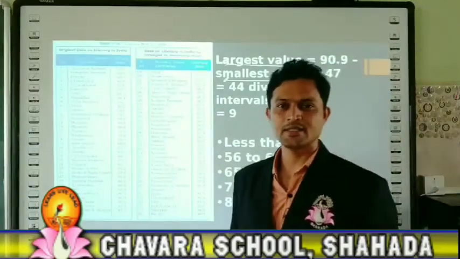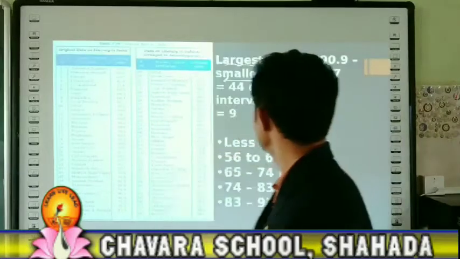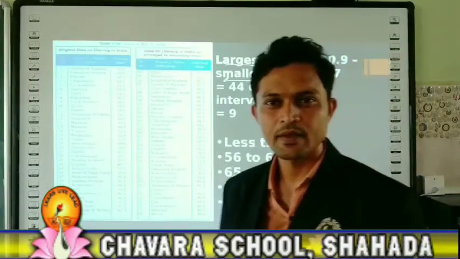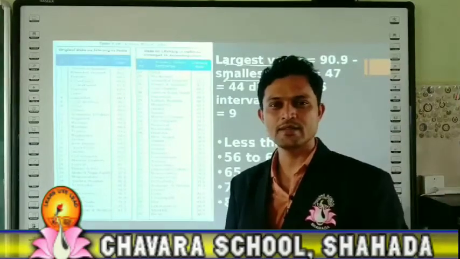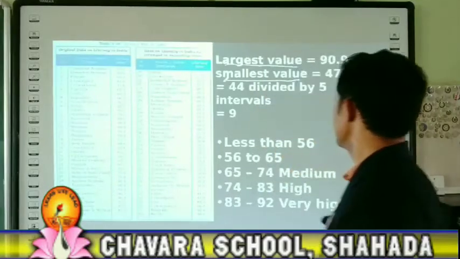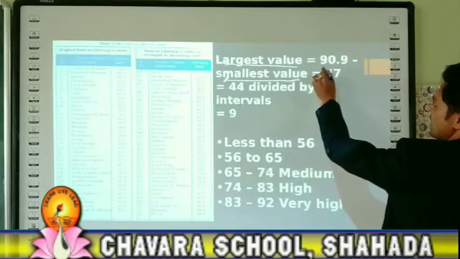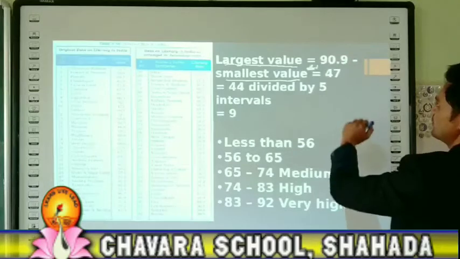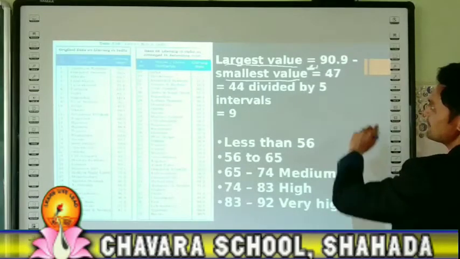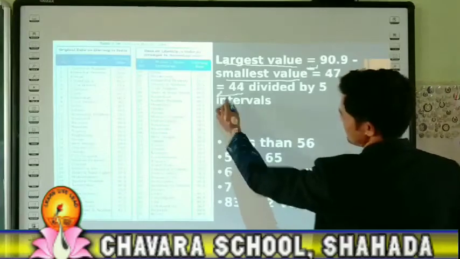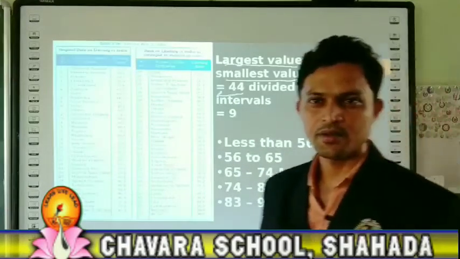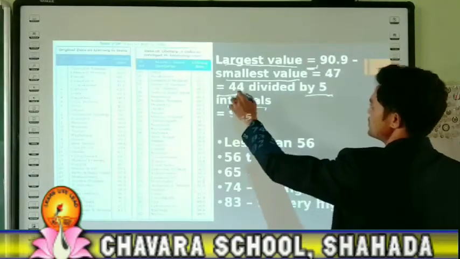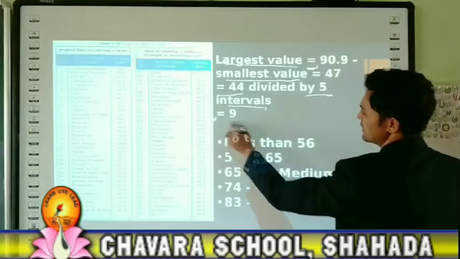Now after getting this largest and smallest value, Nancy has to decide the class intervals, and these class intervals can be 5 or 7. And for deciding these class intervals, Nancy has to carry out some calculations: she has to subtract the smallest value from the largest value. And what is the largest value? 90.9, and the smallest value 47. And after subtraction she will get the answer 44, that is a round figure. And that answer should be divided by 5 class intervals. And after division by 5, Nancy will get the answer 9.